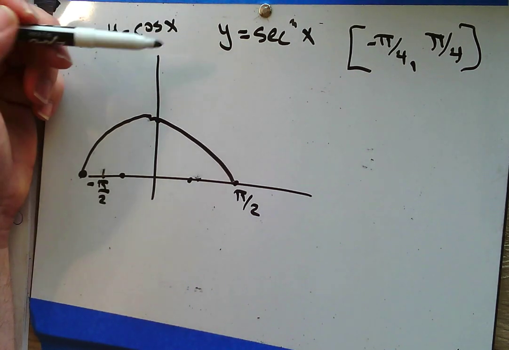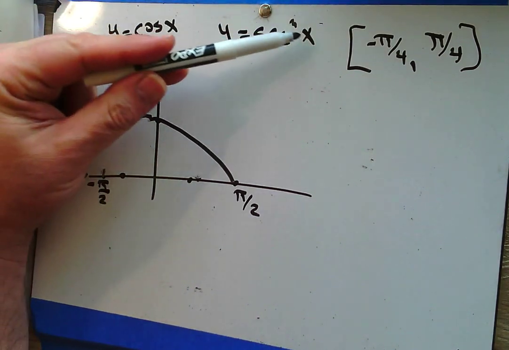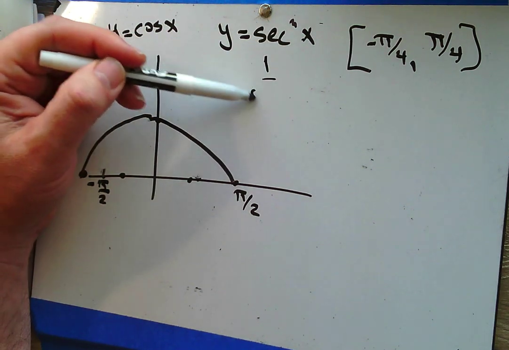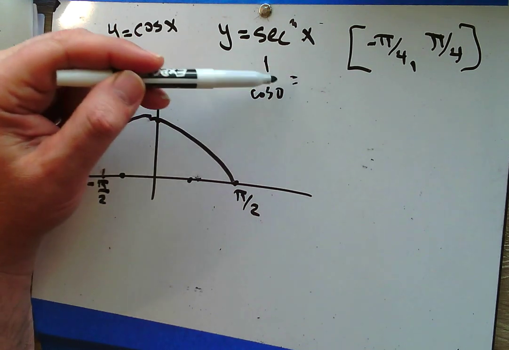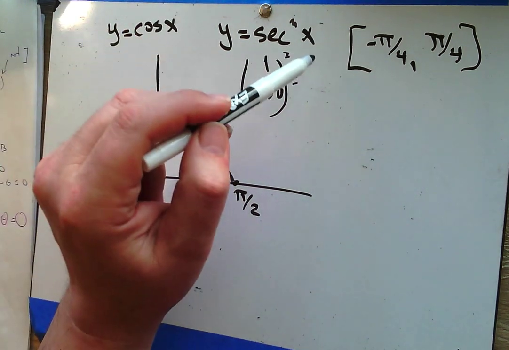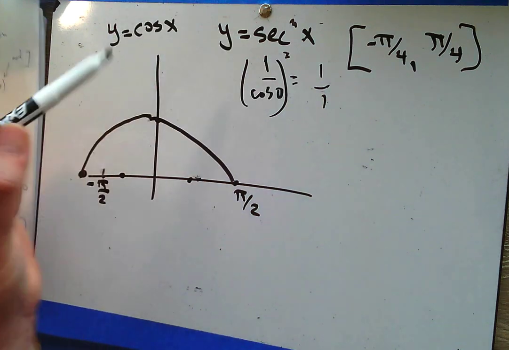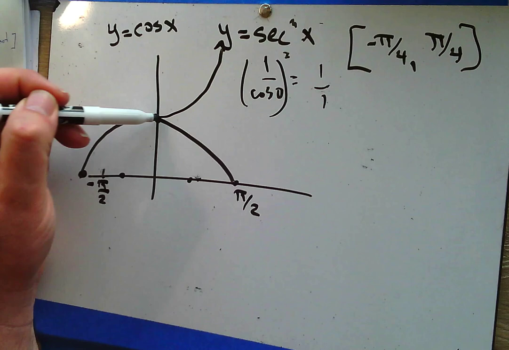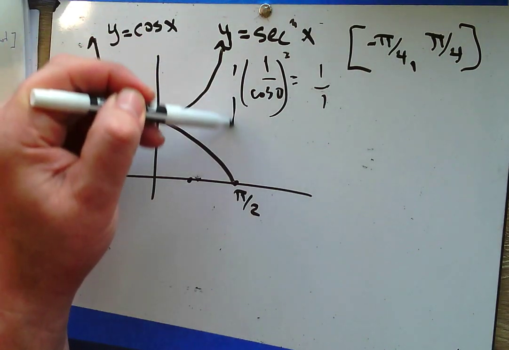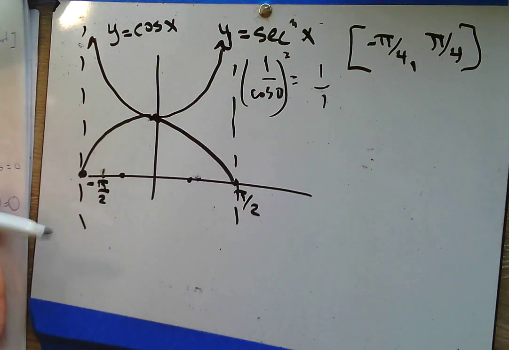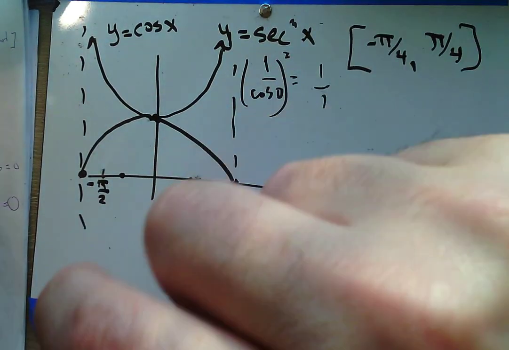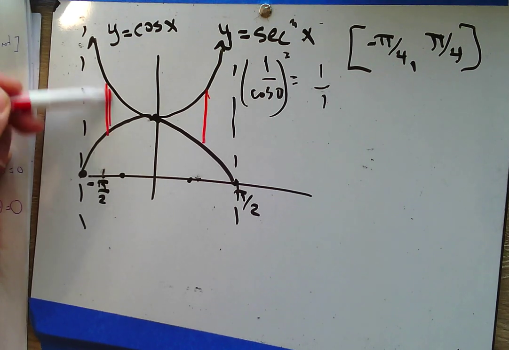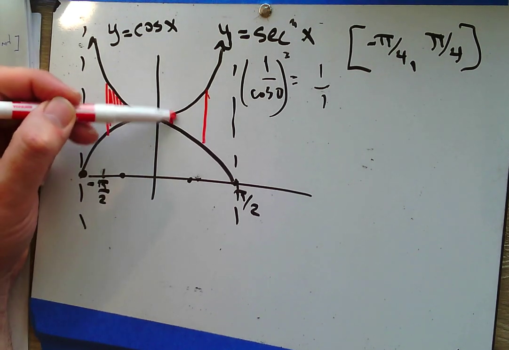Well, at 0, if I plug in a 0 here, that's secant of 0, which is 1 over cosine of 0 squared, which is 1 over 1, or 1. So secant squared comes down here and goes up. And we're integrating from negative pi over 4 to positive pi over 4. So this is our integral.